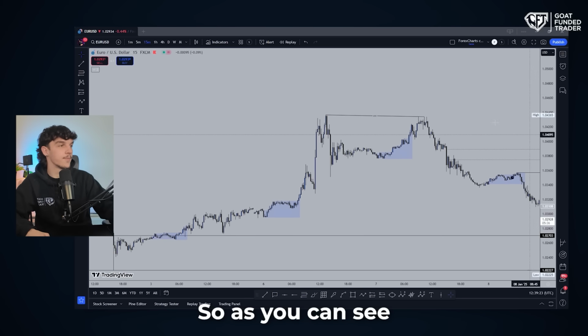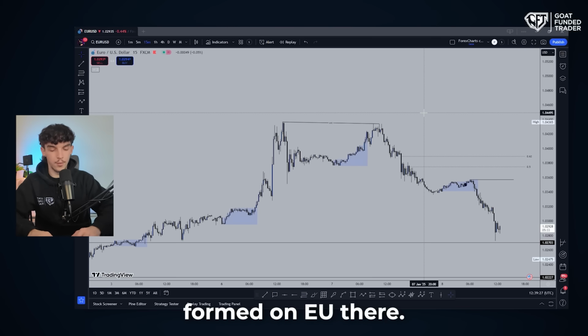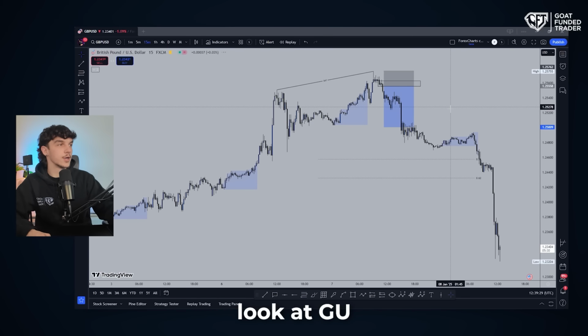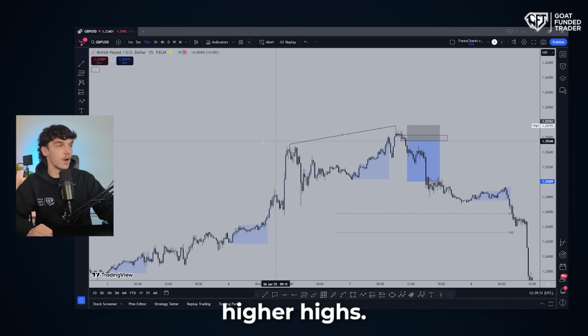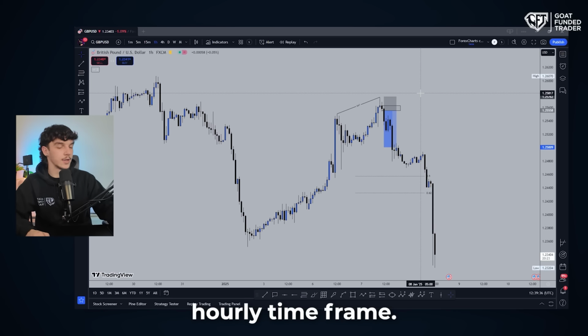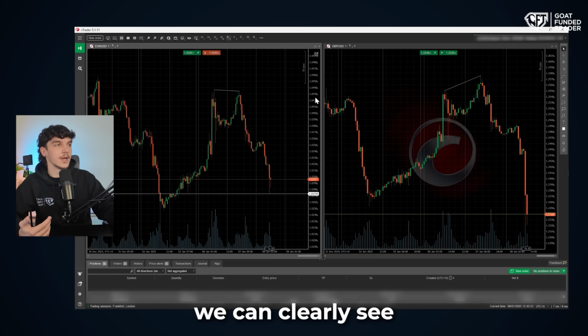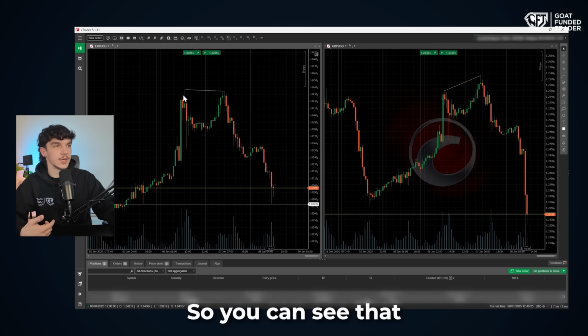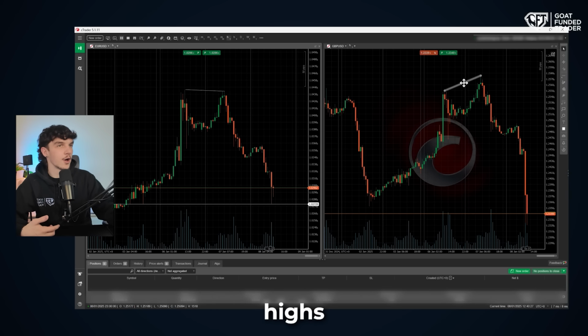It's currently Wednesday. So as you can see, we have lower highs being formed on EU there. And then if we go look at GU, we can see that we have higher highs, right? So this is clearer on a higher time frame. So if we jump on an hourly time frame, so moving on to the higher time frame, we can clearly see the divergence by here. So you can see that there's lower highs being created and higher highs being created.